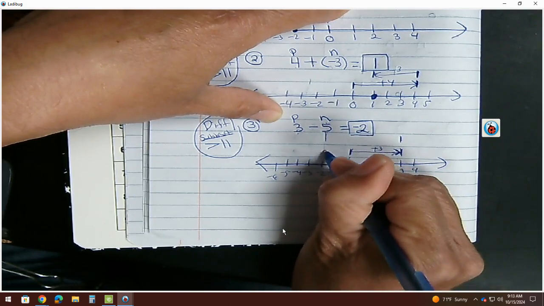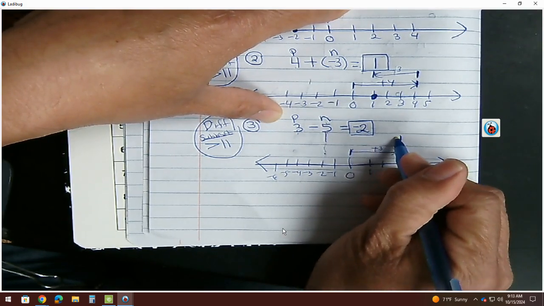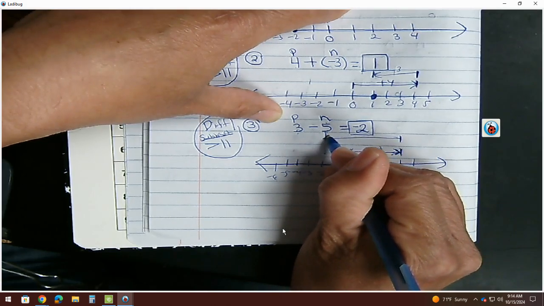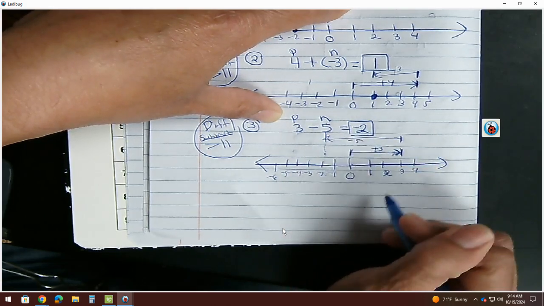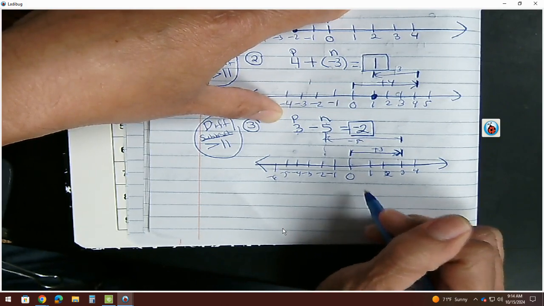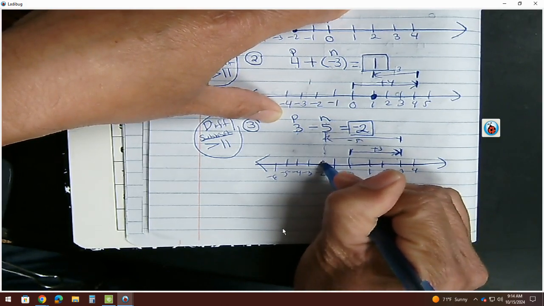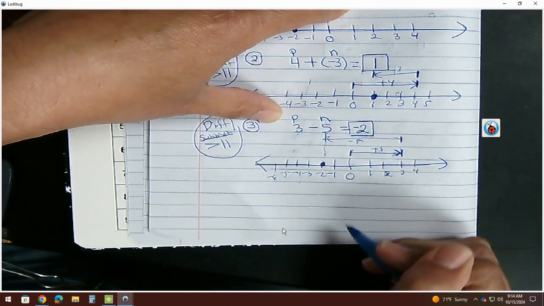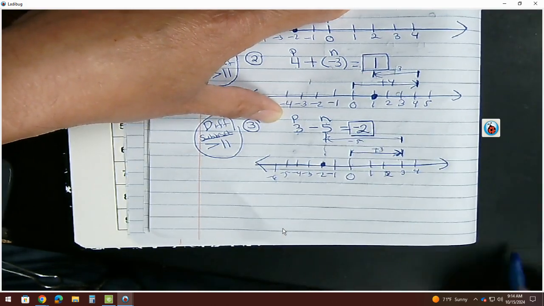You could even do little dots to get there. And now send it that way. You lost 5. That's losing 5. Where did you end up at? 2, that's what? Negative. That's why you answer negative 2.